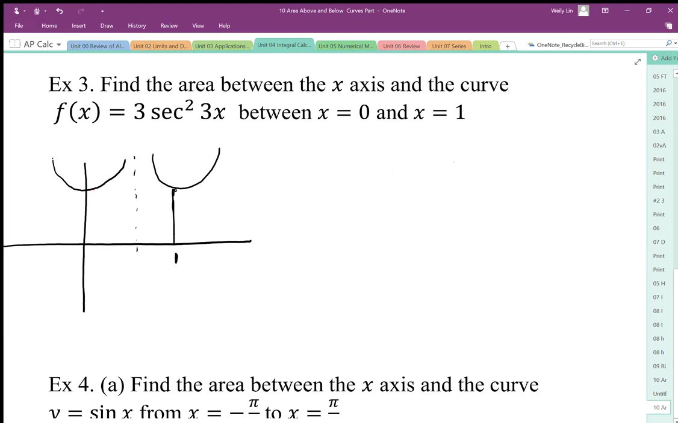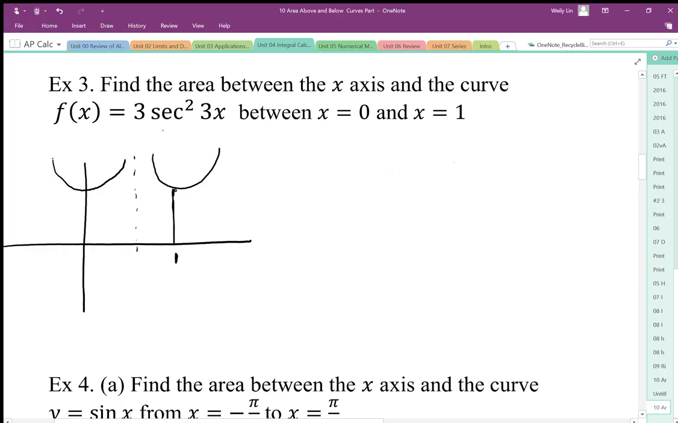The area between the x-axis and the curve of f(x) = 3 sec²(3x), and we want to do that between 0 and 1. So first of all, we need to know what that 3 sec²(3x) function is going to look like. Secant squared is basically the secant function all above the x-axis. And we need to recognize that between 0 and 1, there's going to be an asymptote.